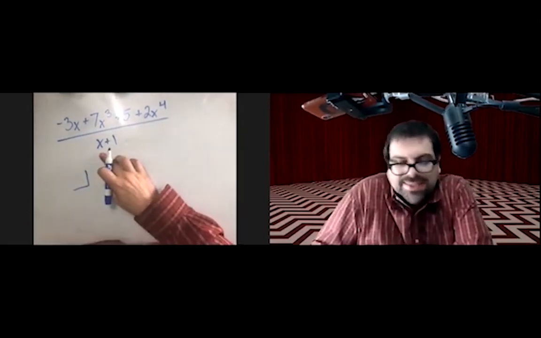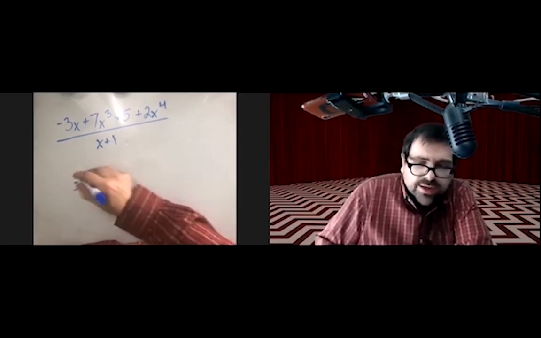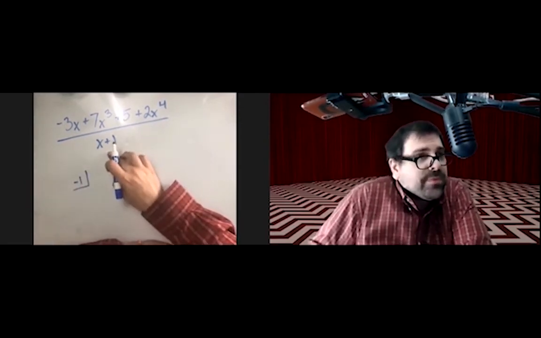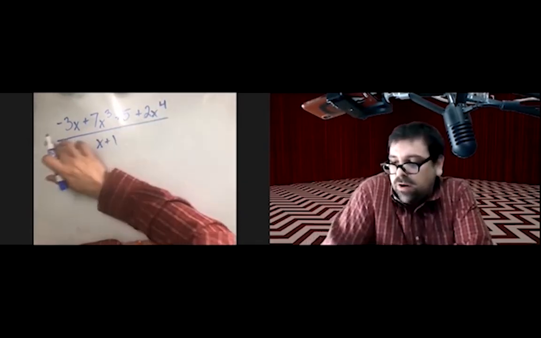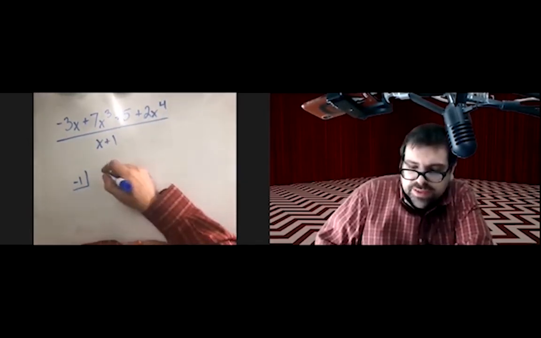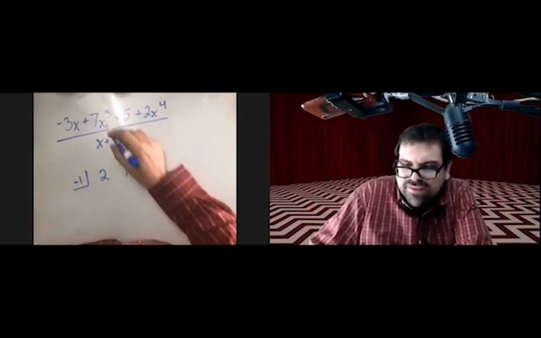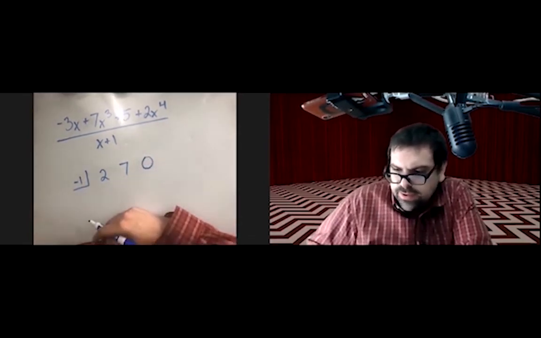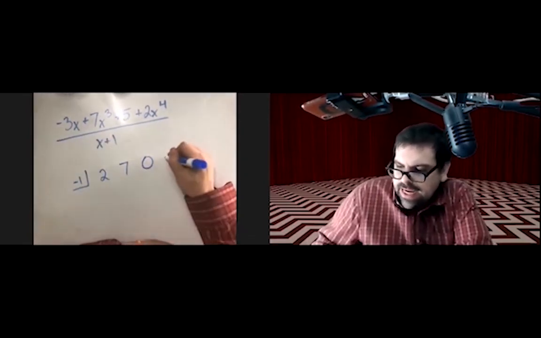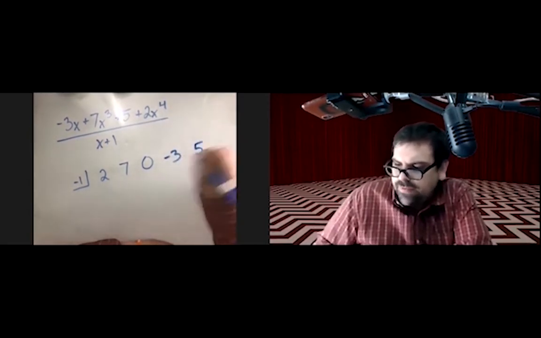We're dividing by x minus what? x minus negative 1 is how we get x plus 1. Our coefficients: the highest power we have is an x to the fourth. That's a positive 2x to the fourth, a positive 7x cubed, no x squared, negative 3x, plus 5.